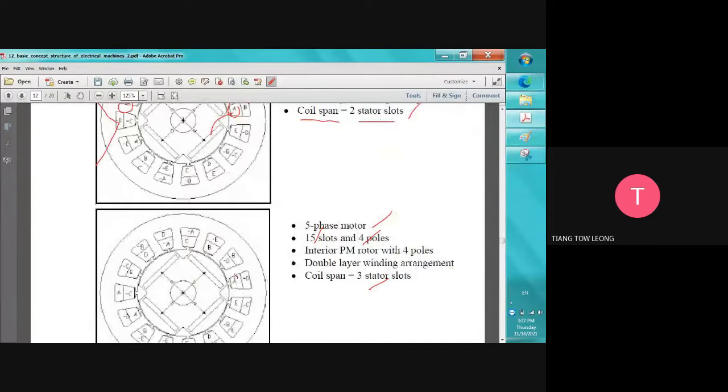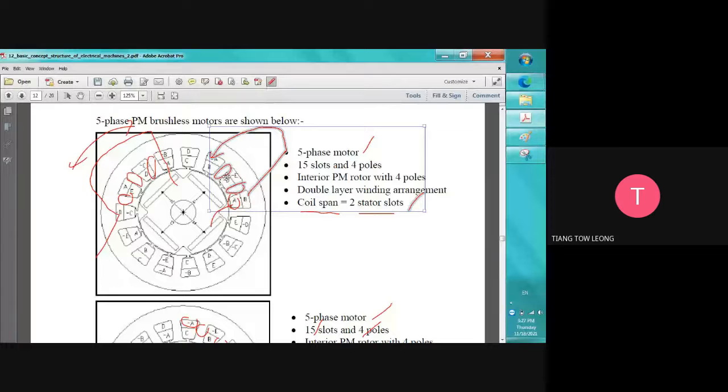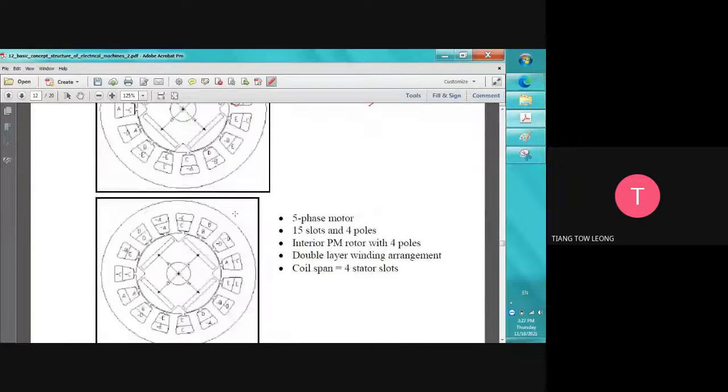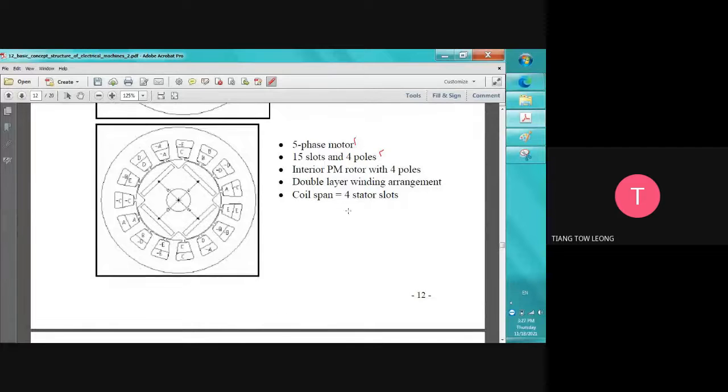So you see this one is an A, right? Then A minus is here. So 1, 2, 3. So for example, this one is A here, then A minus out. So it's only 1, 2. So another one 5 phase, same, but the coil span is 4. So you can see 1, A plus, then A minus. Okay, then 1 tooth, 2 tooth, 3 tooth, 4 tooth. So the coil span is 4.